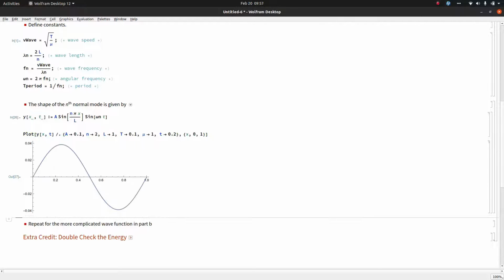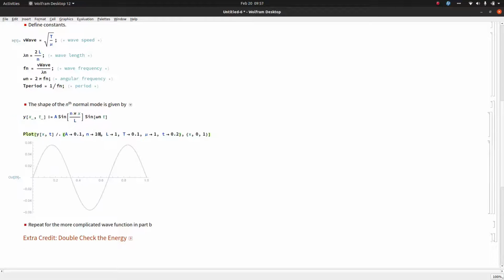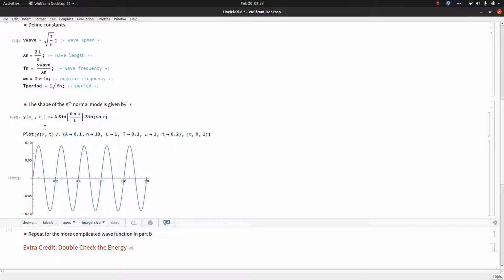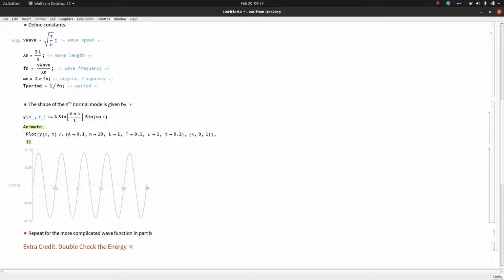If I jump up to the second mode, you can see I get more peaks in my wave. And same thing if I jump up to the third or higher modes. We can get an even better visualization of this by going ahead and animating this. We'll animate it for 10 seconds and let's see how that looks. Note, I do have to get rid of my time here since my time is now defined as part of the animation. So I can go ahead and do that.